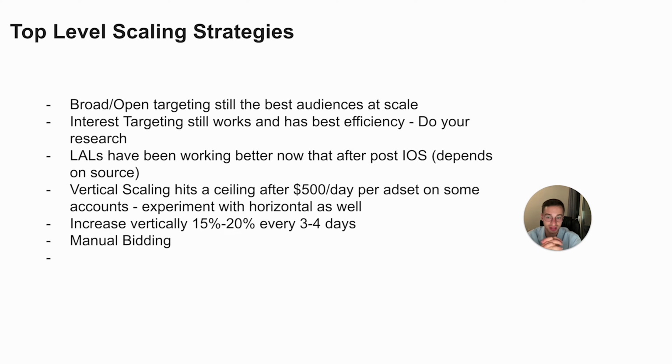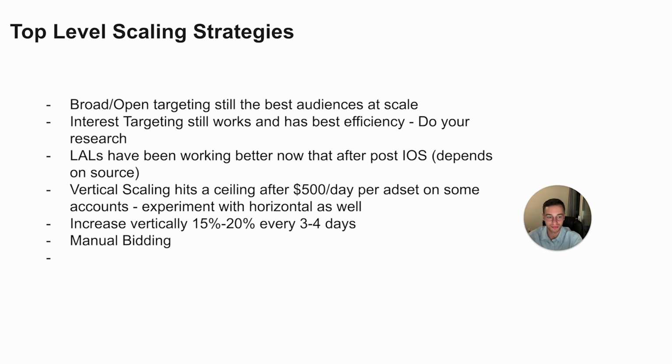But yeah, also vertical scaling. I'm going into a bit of a scaling strategy here. Vertical scaling hits a ceiling. I found in a few accounts, I like to keep it as consolidated as possible, that is how you scale. But in some accounts, I'm seeing that after 500 to 1,000 a day per ad set, it has some diminishing returns and really hits a limit or a ceiling. So you need to experiment with horizontal scale as well.